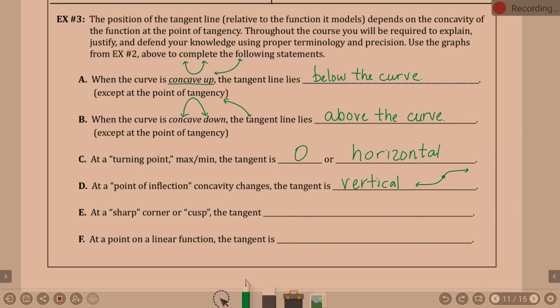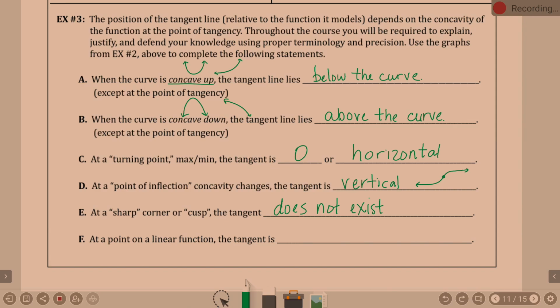At a sharp corner or cusp, the tangent does not exist. The one that is making Tate so mad. Caitlin too, I think. I don't know. Maybe a little bit of everybody except Aiden. Made me mad the first time, but no.